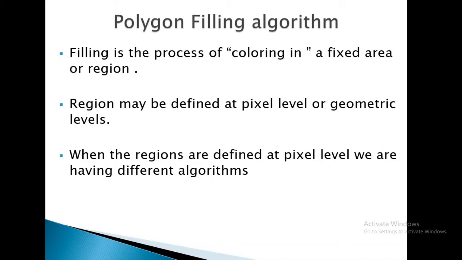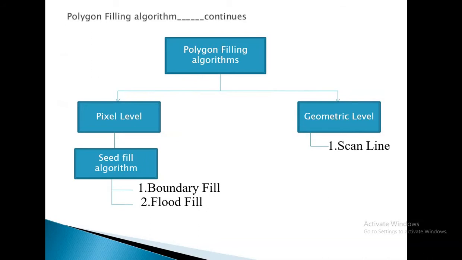In this polygon filling algorithm, there are two different levels, that is pixel level and the geometric level. In the pixel level, there is a type, that is seed fill algorithm, and in seed fill algorithm there are two types. First one is the boundary fill and second one is the flood fill. And in geometric level there is only one algorithm, that is scan line filling algorithm.